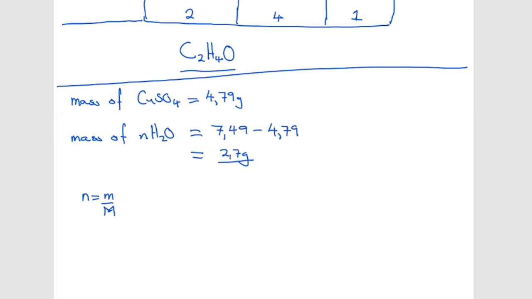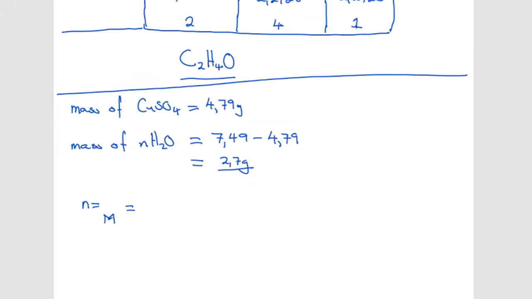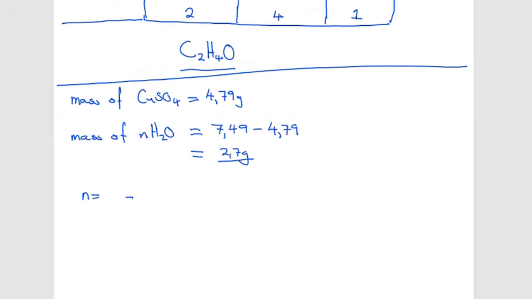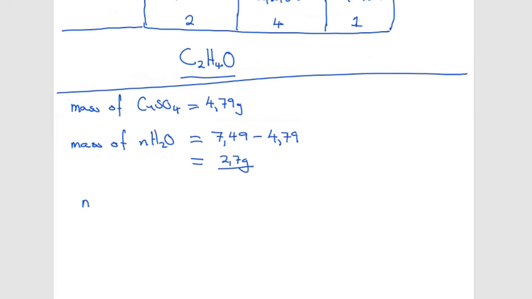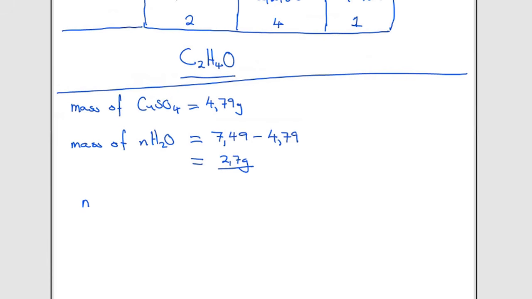Therefore, to proceed, if I start with the number of moles of copper, I can just say the number of moles of CuSO4 is equivalent to m over M, like that, right? So this is equivalent to, the mass that is given for this copper sulfate is 4.79, all over the molar mass of this copper sulfate, right?